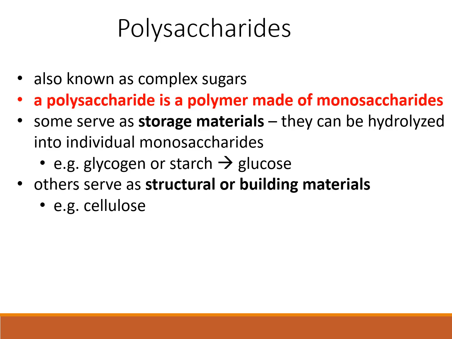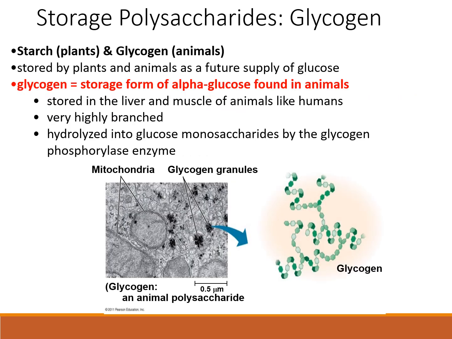In cells other than animal cells, you will see also that glucose can be strung together to form what are called structural building materials known as cellulose. Let's take a look at these storage polysaccharides known as starch and glycogen. They are stored by plants and animals as a future supply of glucose, and that glucose is basically the starting material for ATP production. So glycogen is the storage form we're going to find in animals.